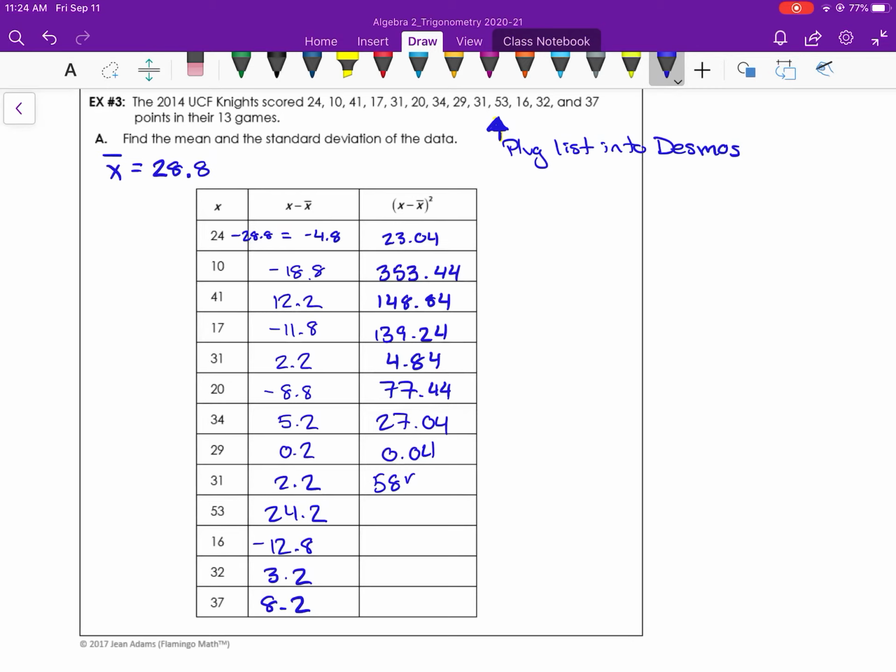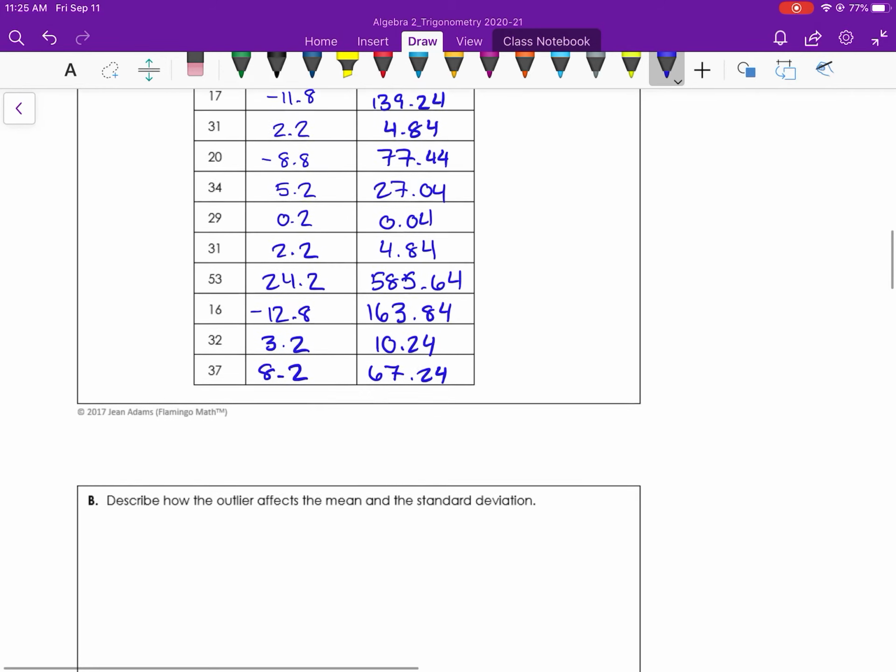Dang, I did it again. 17 is 139.24, 4.84. 29 is... nope, good. 31 is 4.84. Okay. So there we go.